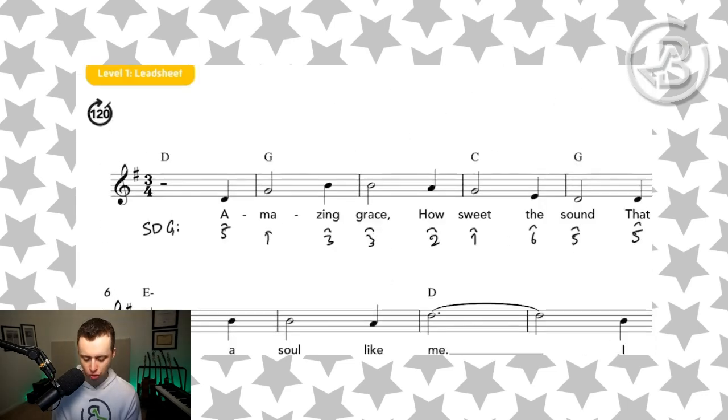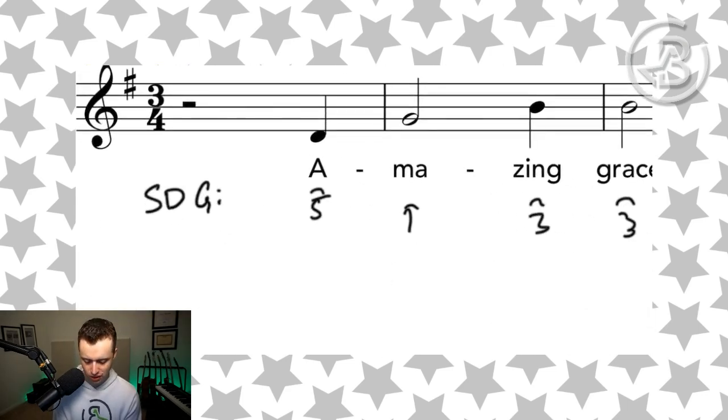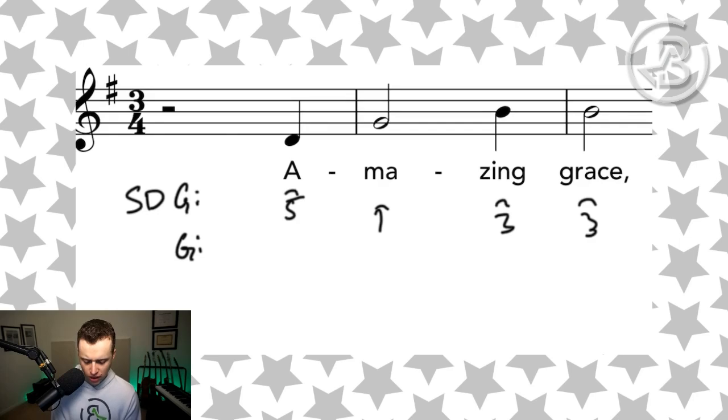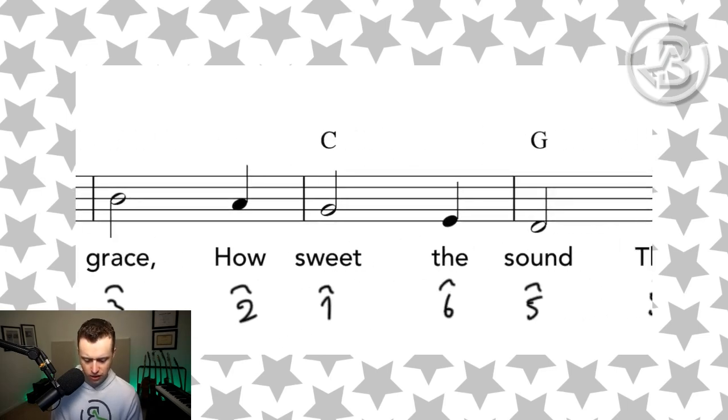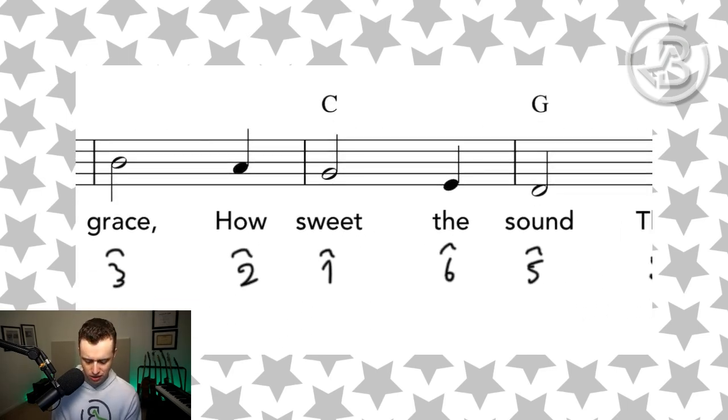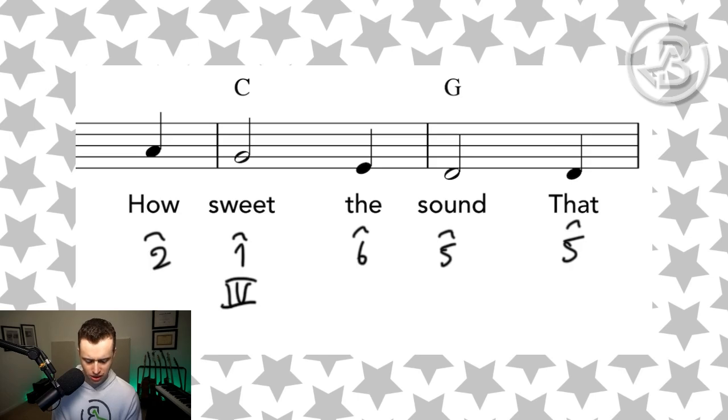Okay, now let's do a Roman numeral analysis. So we're going to put the key. Key is G, put a little colon. Now, our first chord is going to be D, which is actually going to be 5. Then we have the next chord, which is G. That's going to be 1. Next chord is C. That's going to be 4. Next chord is G, and that's going to be 1.